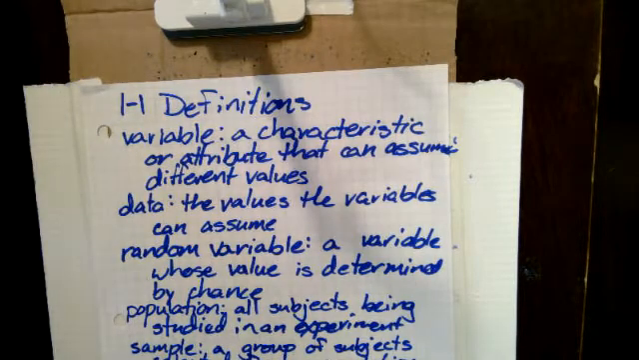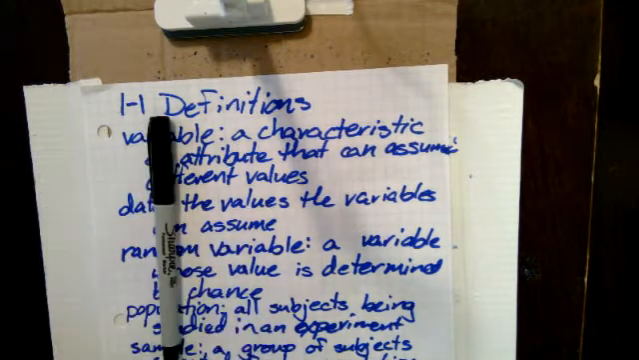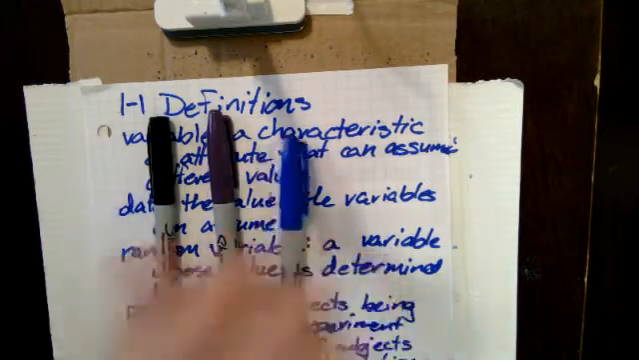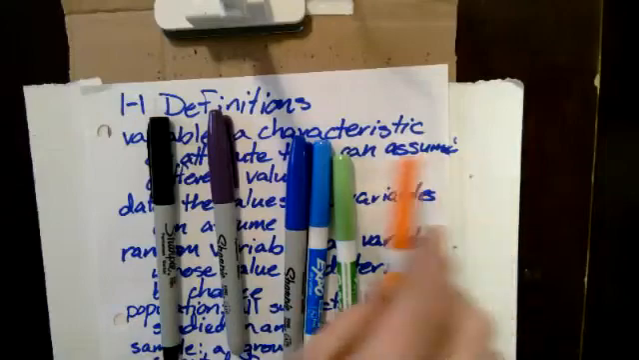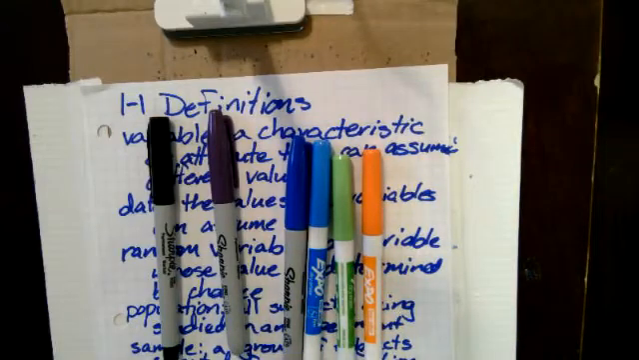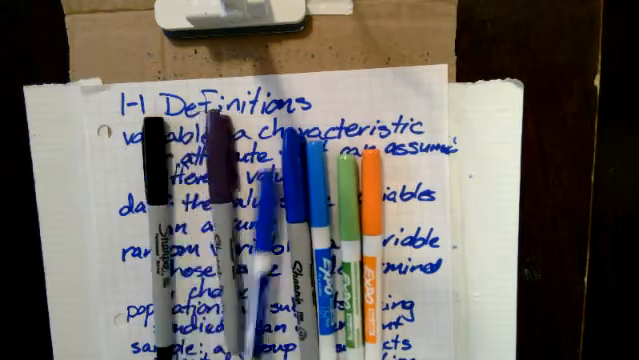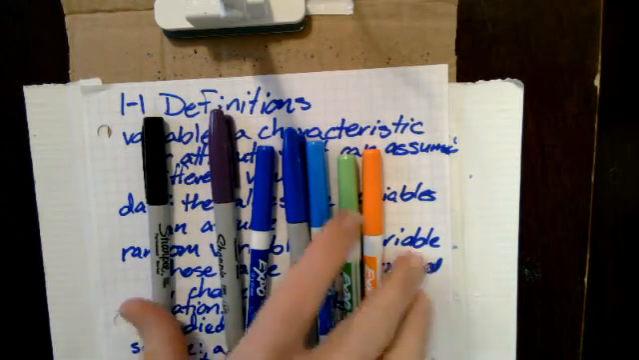So for example, pens have the attribute color, the variable color. So I could have a black pen or a purple pen, blue, teal, green, orange. In each case, each of these pens has a different value for that attribute. However, I can have two blue pens. They don't all have to be different.